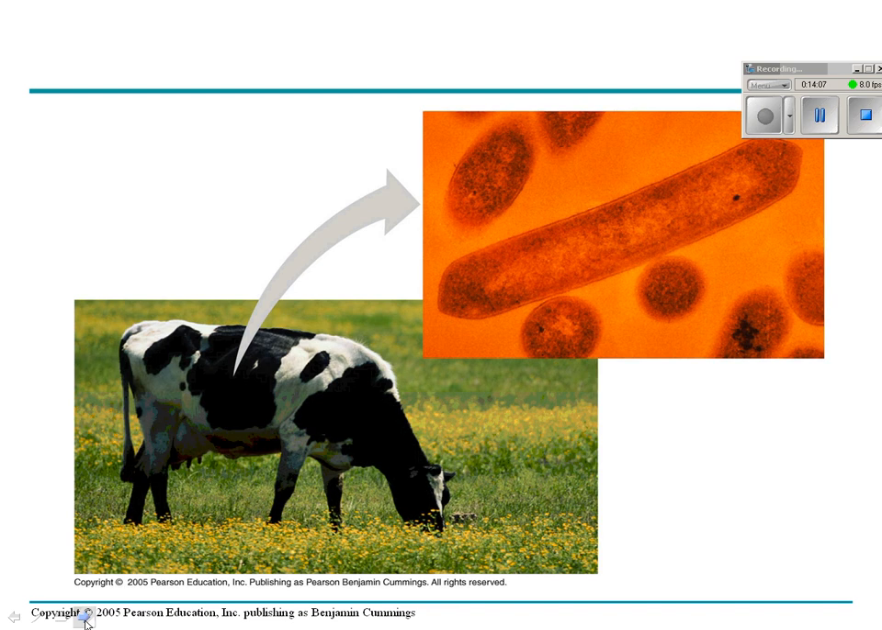Extra stomach, bacteria inside help it digest cellulose. When we talk about digestive systems again, we'll come back to that.